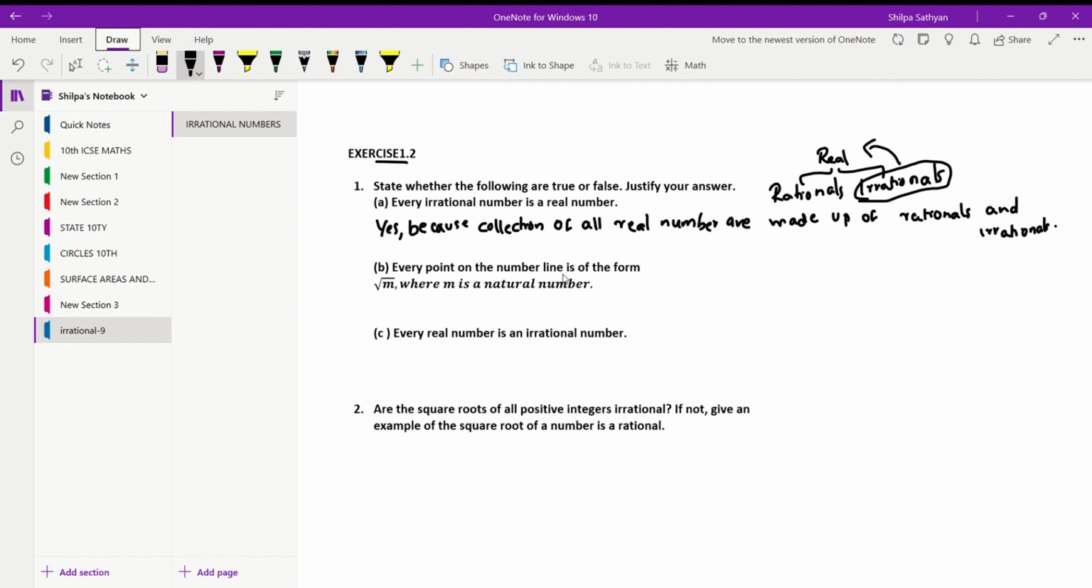Every point on the number line is of the form root m, where m is a natural number. So every point on the number line is of the form root m. So you just think about the negative number. So what we can say is, is negative m possible? So no. So what we can say? No, because no negative number can be the square root of any natural number.